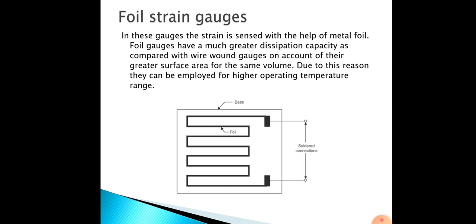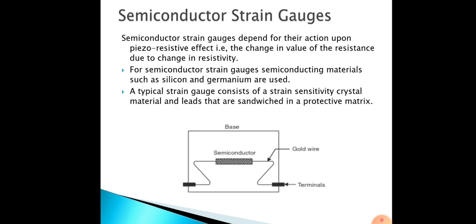Okay, the next one is what? Semiconductor strain gauge. In semiconductor strain gauges, the action depends upon the piezoresistivity effect, that is, change in the value of resistance due to the change of resistivity. That is, if it changes either in area or length, at that time. These gauges are used where a very high gauge factor and small envelope are required. You can see the diagram of the semiconductor strain gauges.